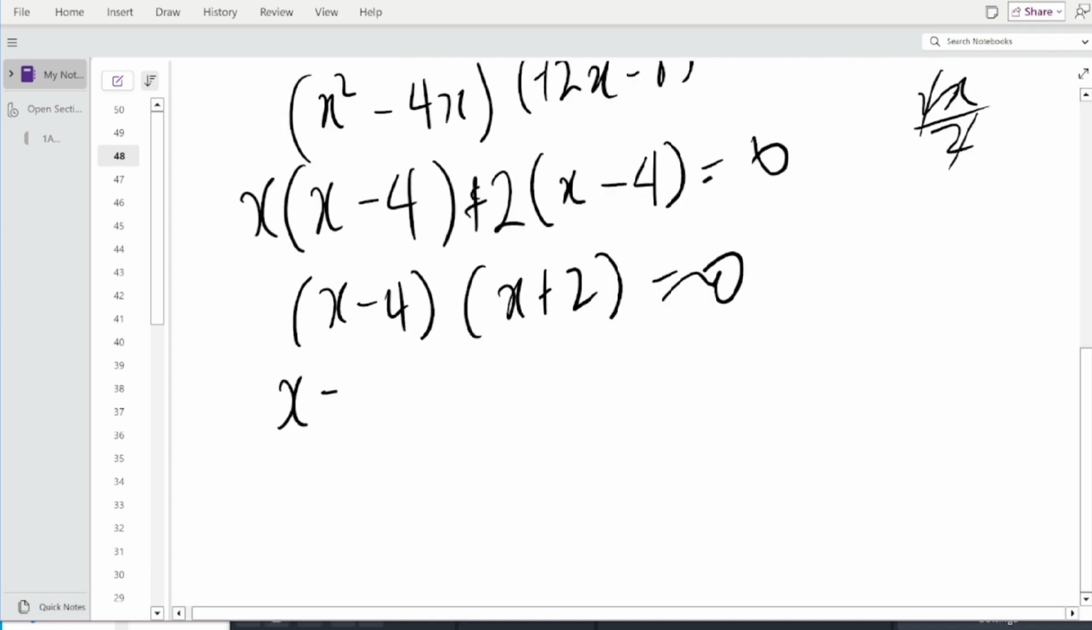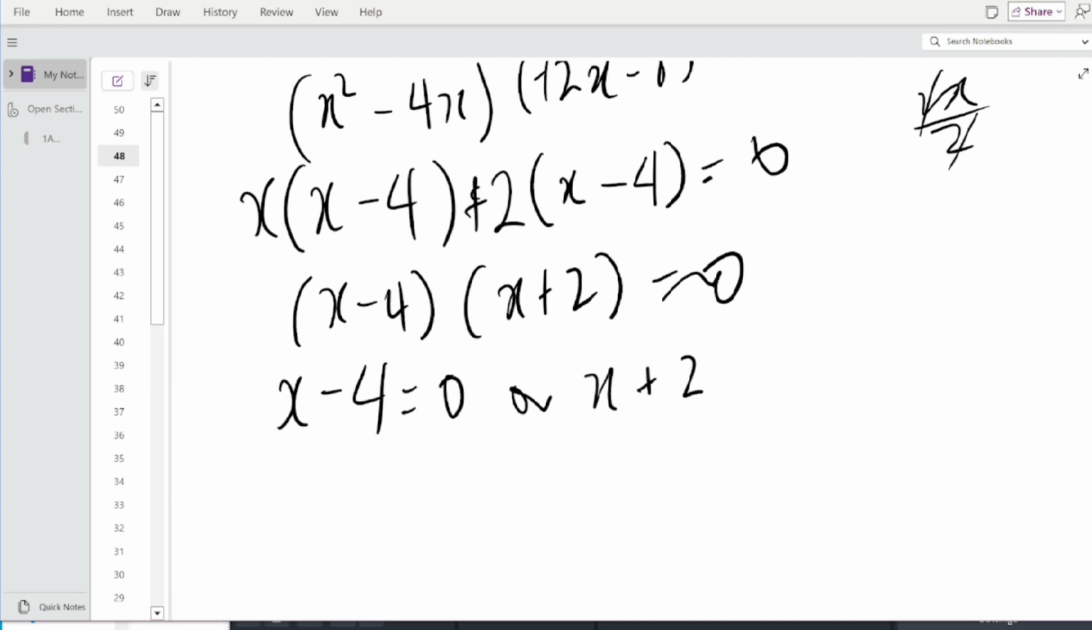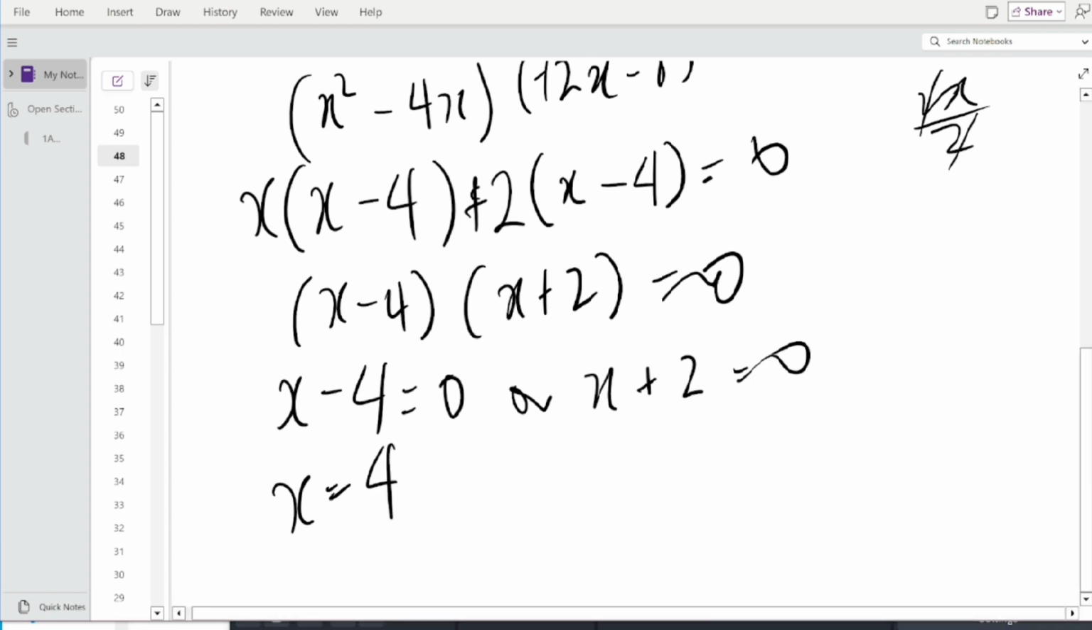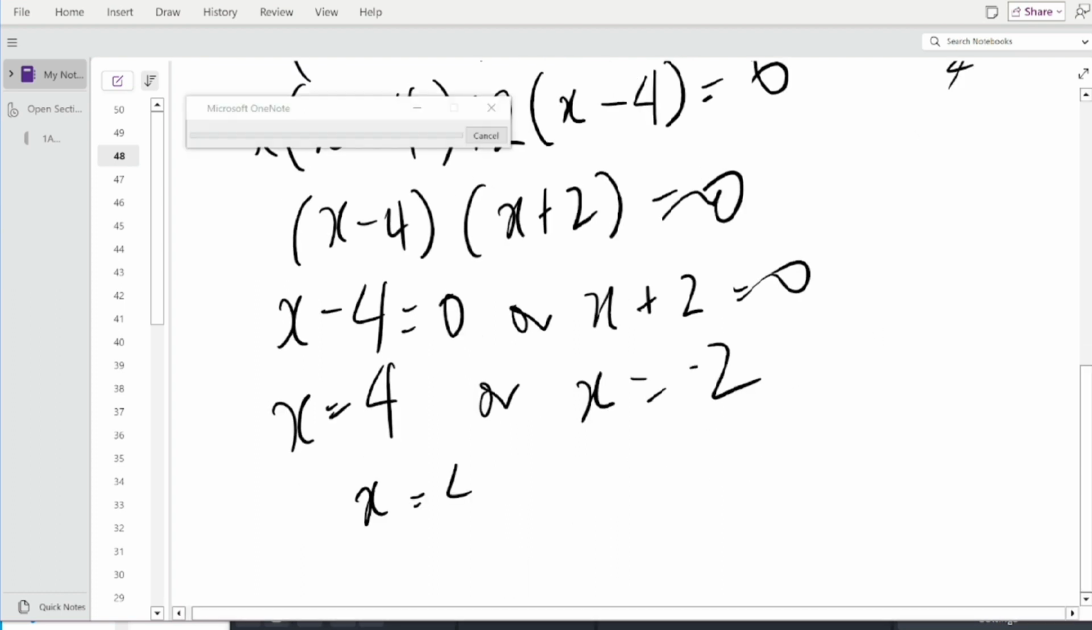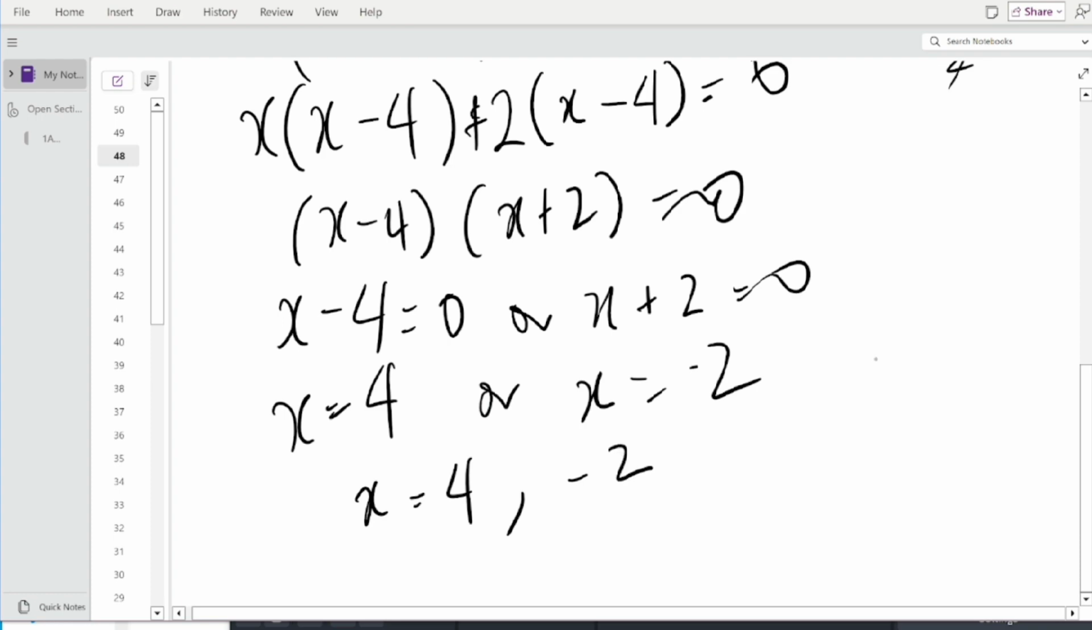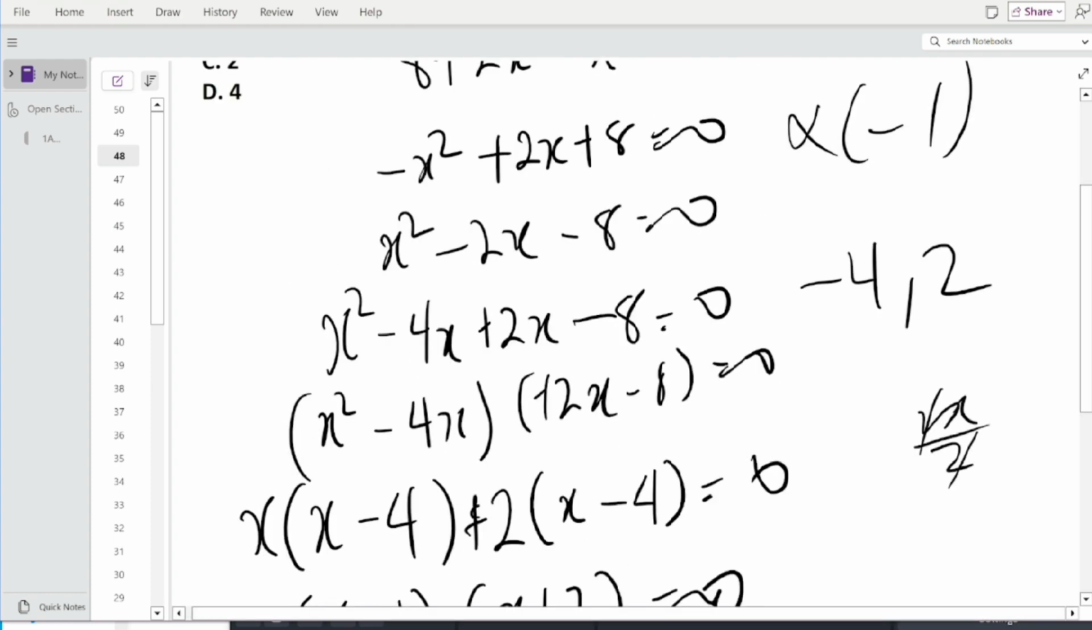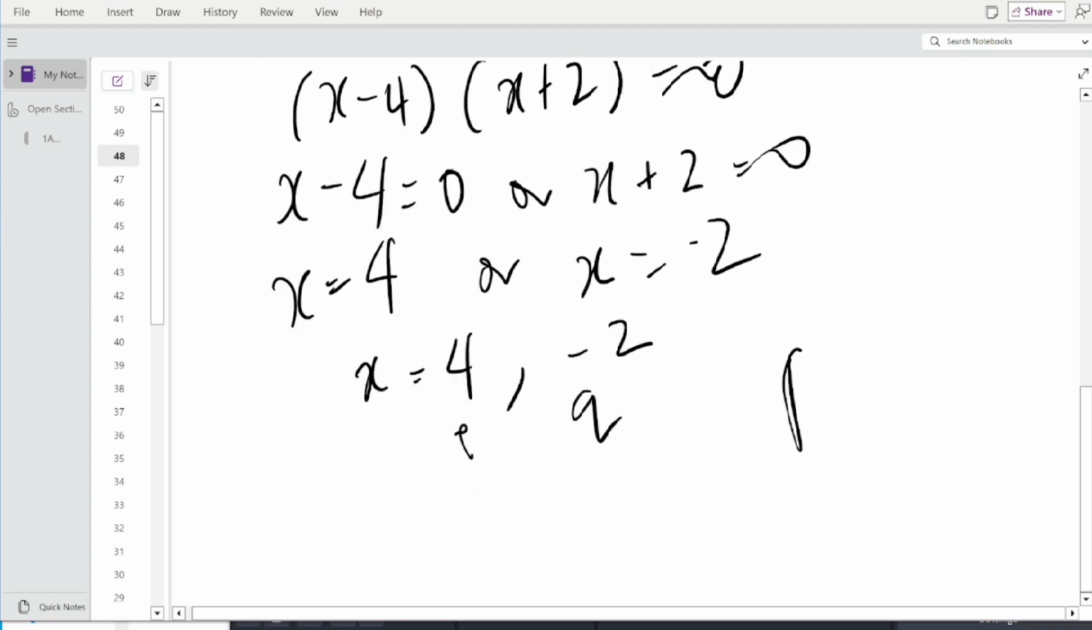You can on this line say x minus 4 equals 0, or x plus 2 equals 0. X is equal to, the minus 4 crosses the equals sign, it turns to plus 4, or x, then plus 2 crosses the equals sign, it turns to minus 2. X is 4, comma, minus 2. So we can say this is our p and this is our q. And the question says evaluate p plus q. So we have 4 plus minus 2.